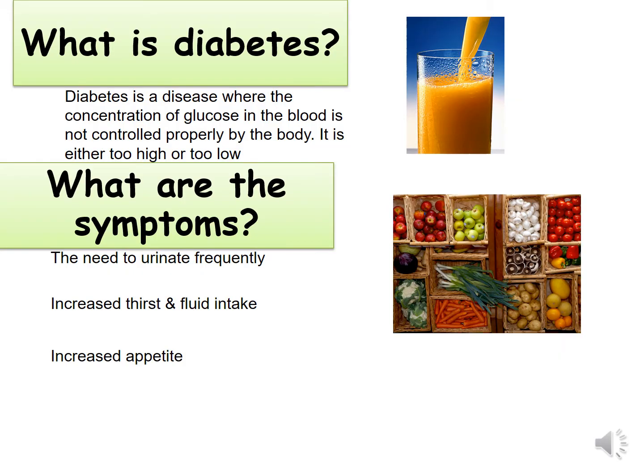So first of all, what is diabetes? Diabetes is a disease where the concentration of glucose in the blood is not controlled properly by the body. It is either too high or too low.